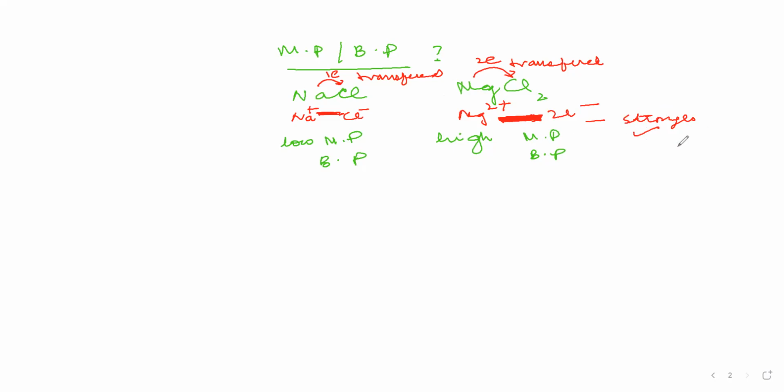Because this is going to be stronger, the electrostatic force of attraction will be stronger as compared to sodium chloride. That is why it's going to have a high melting and boiling point in comparison to sodium chloride's low melting and boiling point. So with that, we have finished ionic compounds. Let's move on to the covalent bonds.